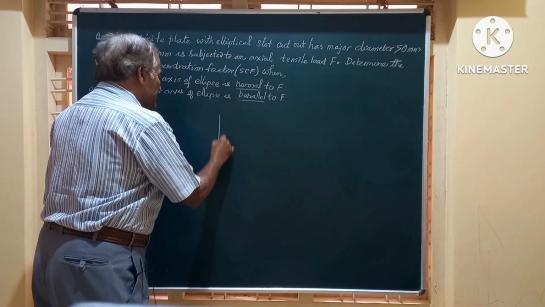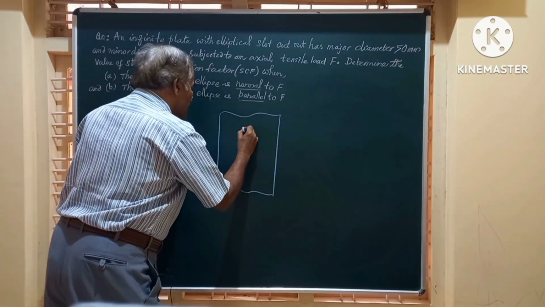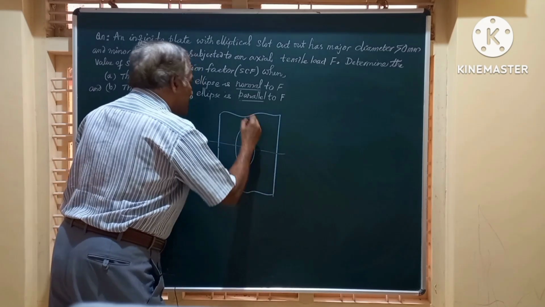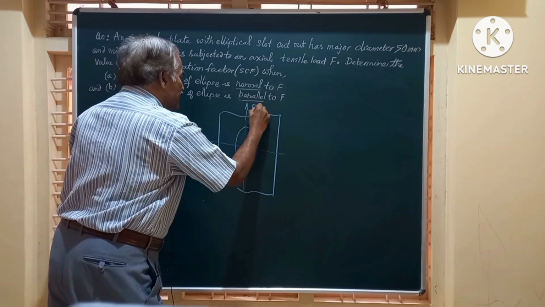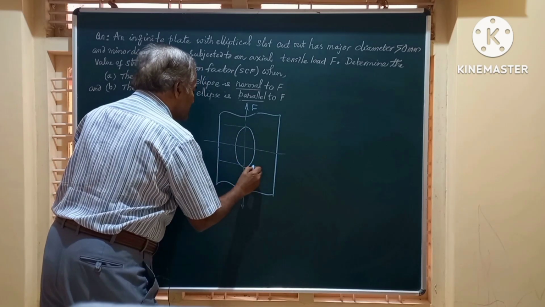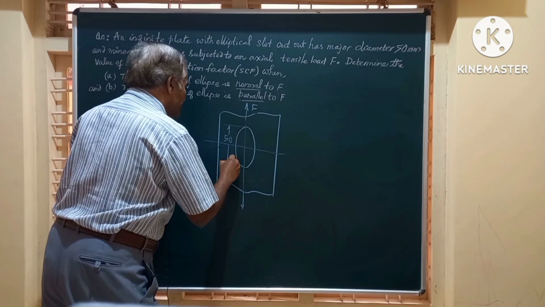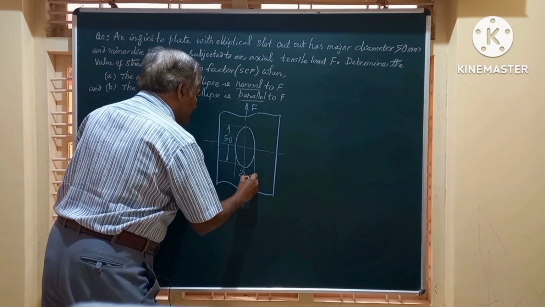So I'll draw this sketch showing the elliptical hole being parallel to the applied load. So they will be acting in this direction, F and F, and this is the axis, and this is measuring 50 mm, that is twice A is 50. The minor axis measures 25 mm.